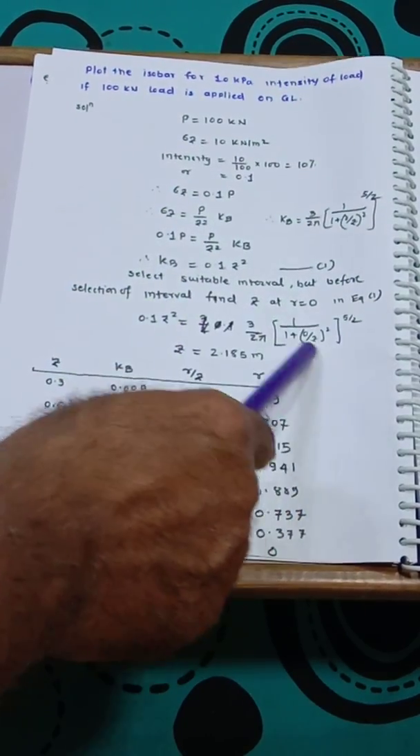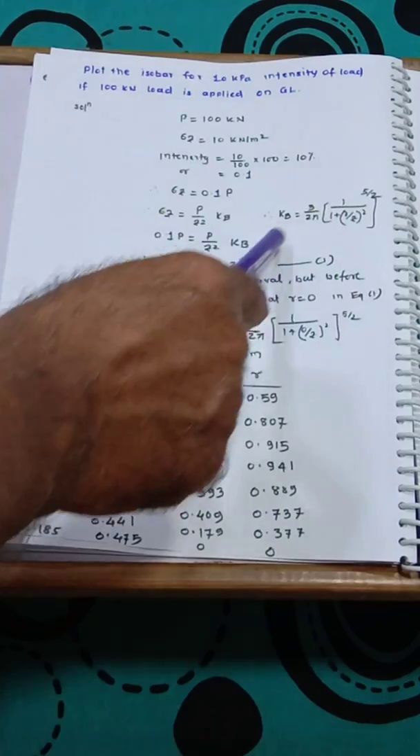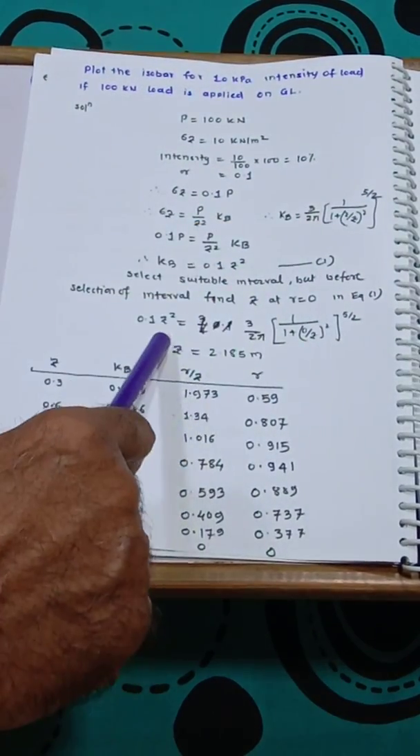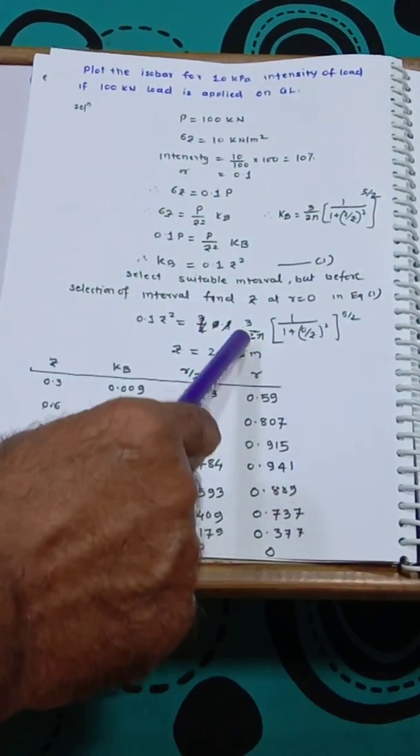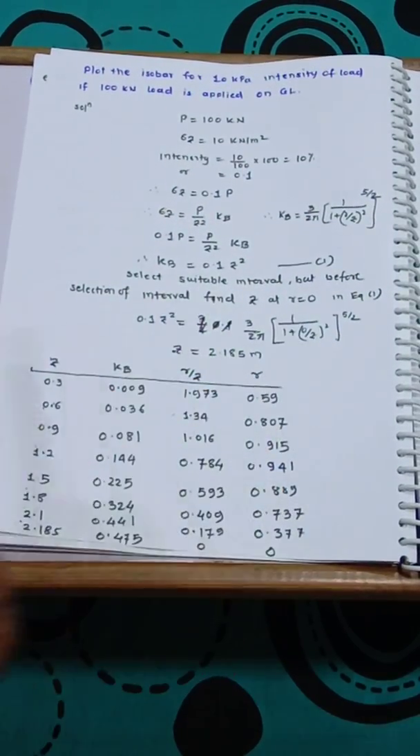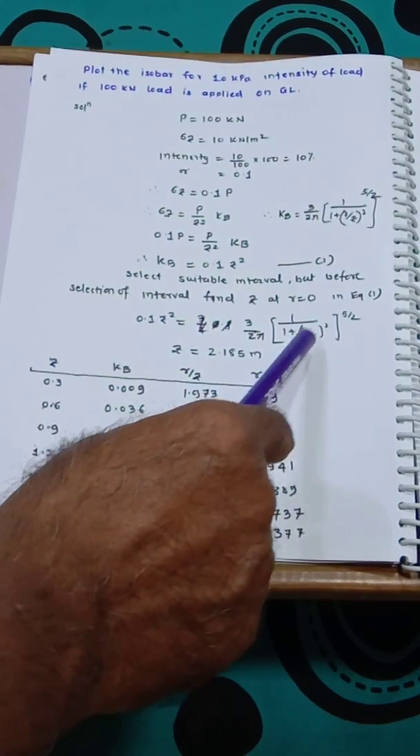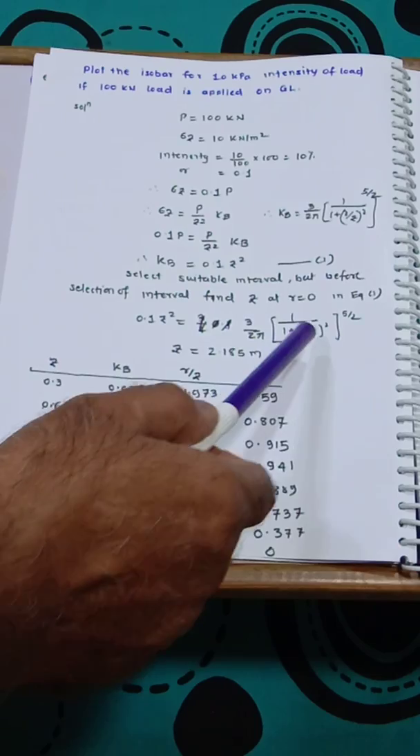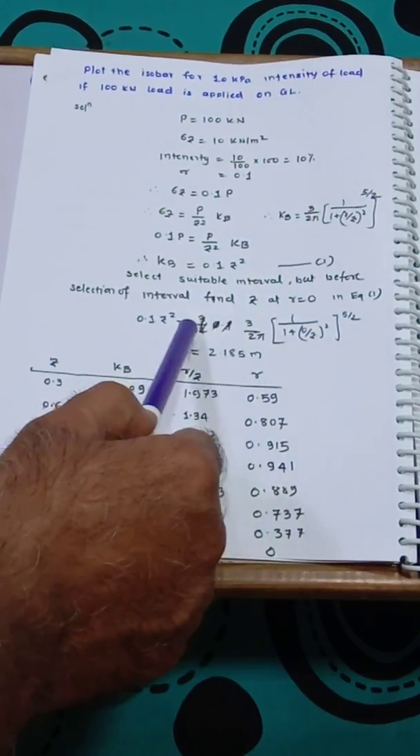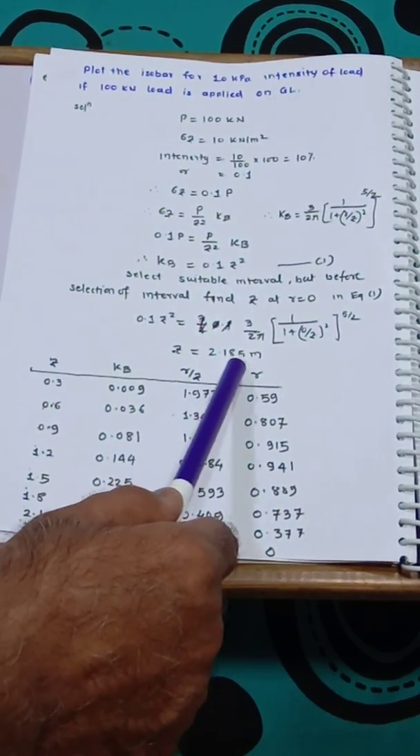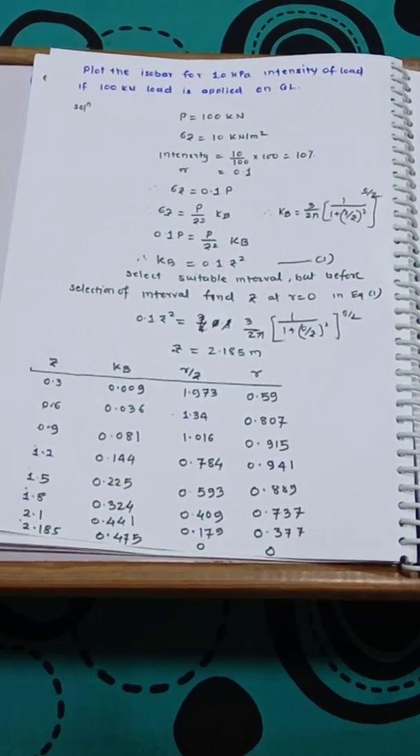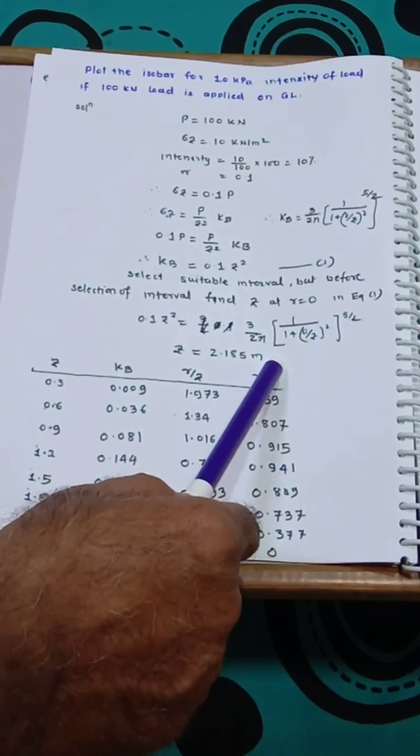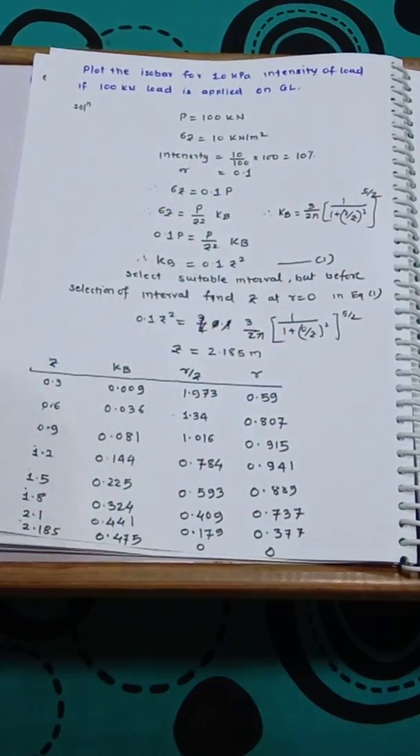Substituting that in the equation of Kb, we substitute 0.1 Z square is equal to Kb, which is the function of R by Z, and now here R is 0. We have to find out that Z, therefore we are keeping R as 0, and simplifying this, you get 2.185. At 2.185 meter Z, R is 0, the isobar is crossing the vertical axis.